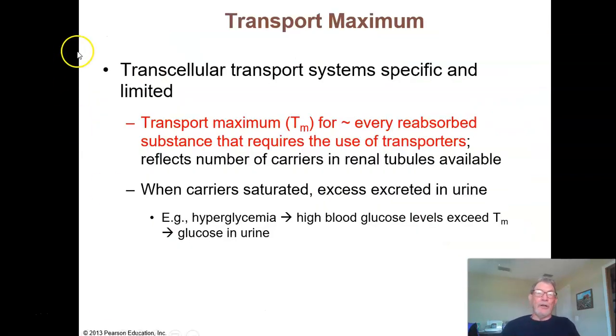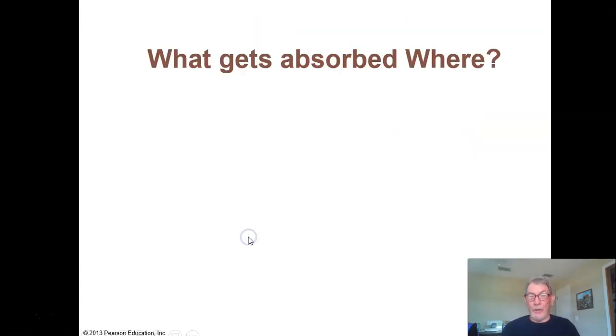And remember, anything that you use transporters to transport back into the blood, the transporters can be overwhelmed. If you have too much of that substance in your blood and therefore in your primary urine, you'll absorb it as fast as you can, but you can't absorb all of it and you'll wind up peeing out some of it. Again, hyperglycemia, high blood glucose with diabetes. You exceed the transport maximum and you start peeing out glucose, which you're not supposed to.